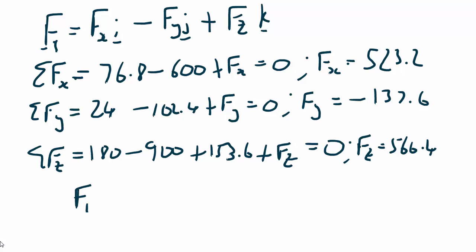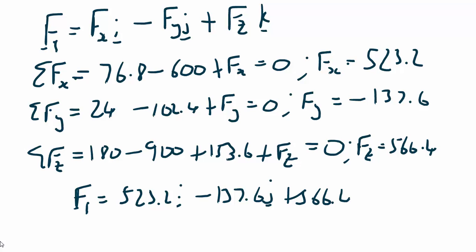So then to write F5 as a vector, you just take your x, your y and your z. 523.2 i minus 137.6 j plus 566.4 k. And that's the solution to the first example.